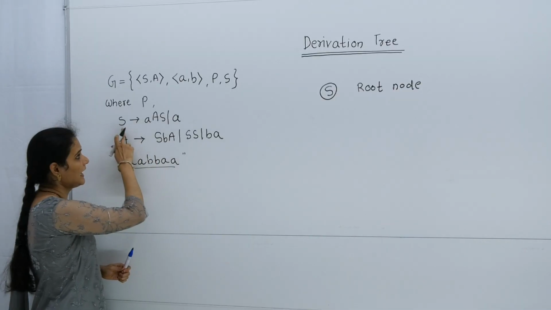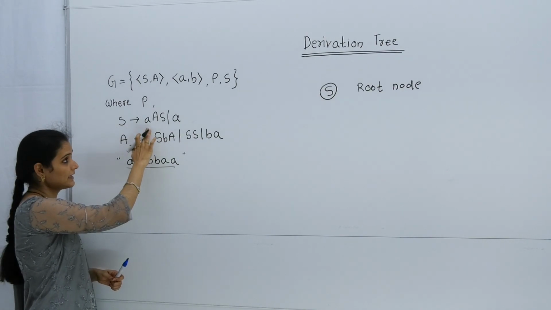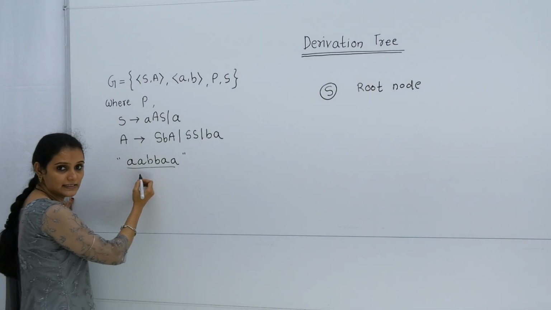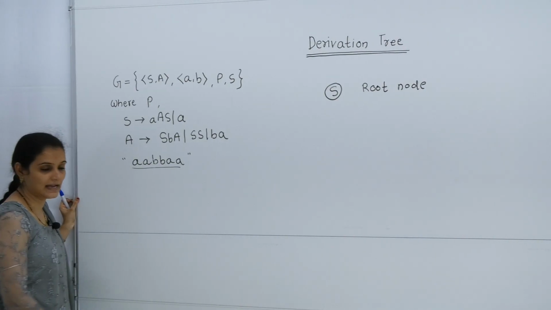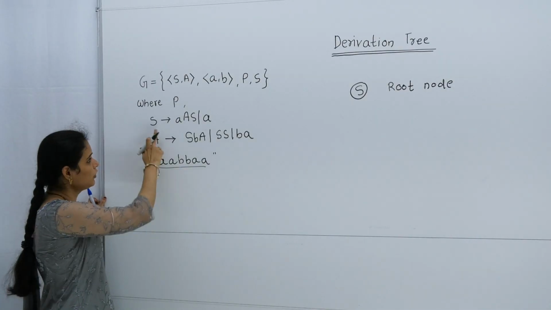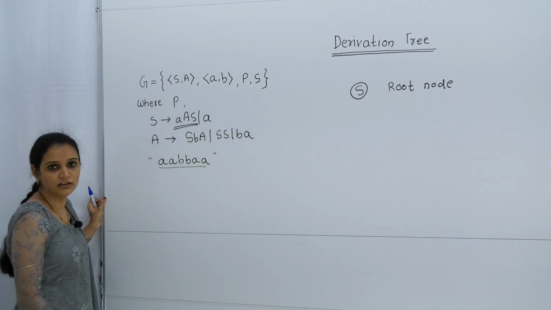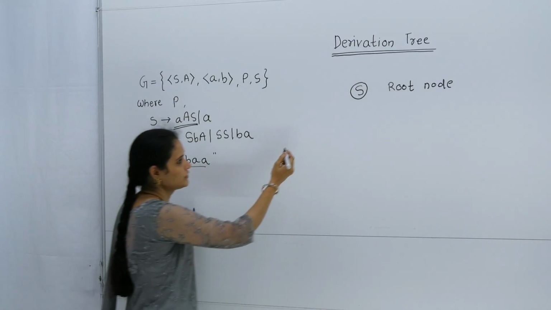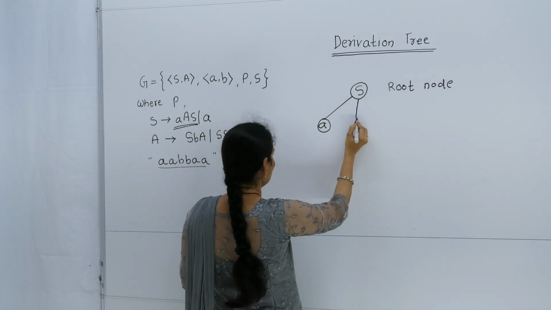Here S has two production rules. One is S produces AAS and another is S produces small a. For each and every step, look at the string which we are going to prepare as our answer, that is aabbaa. That string we are going to generate. Between these two rules, the rule we can use at the first step is S produces AAS. So we can make our derivation tree like this: a, A and S.